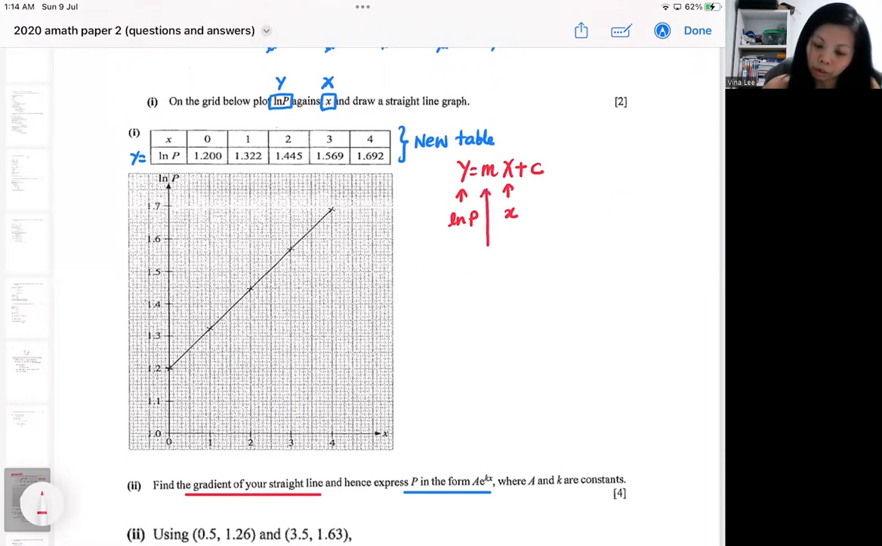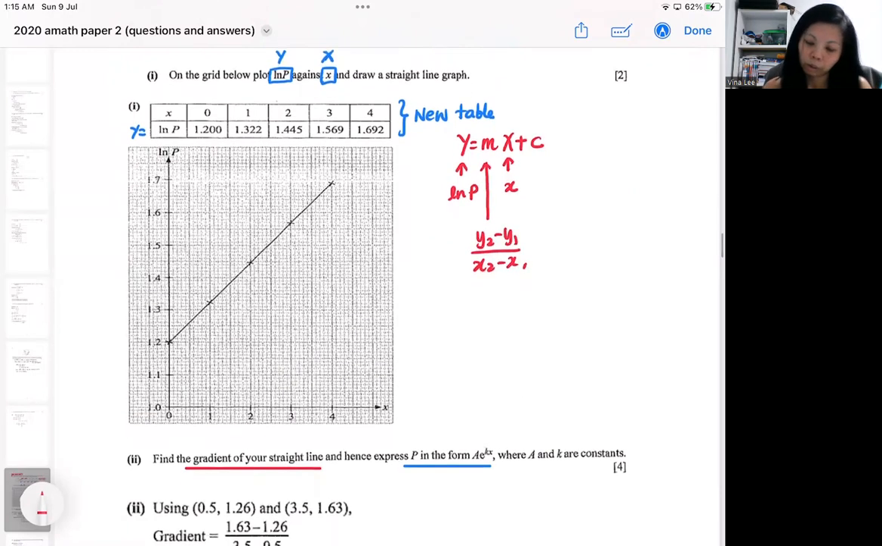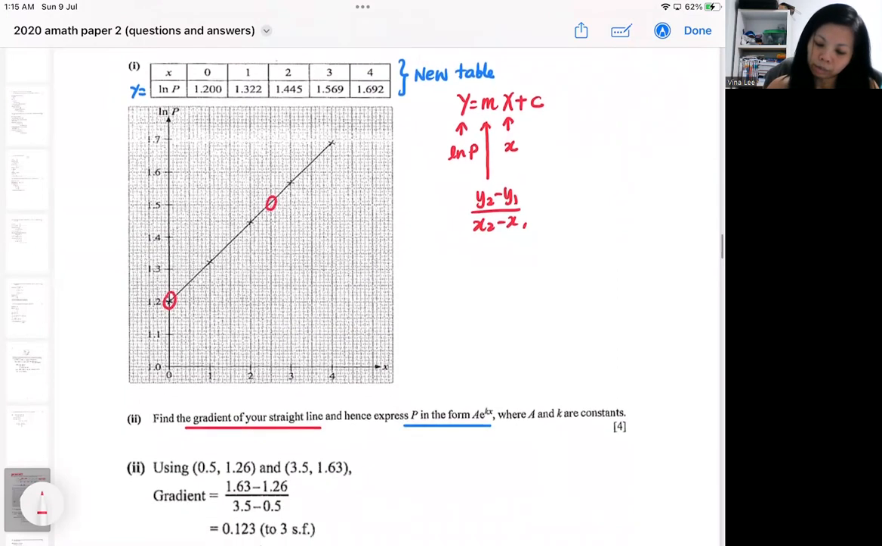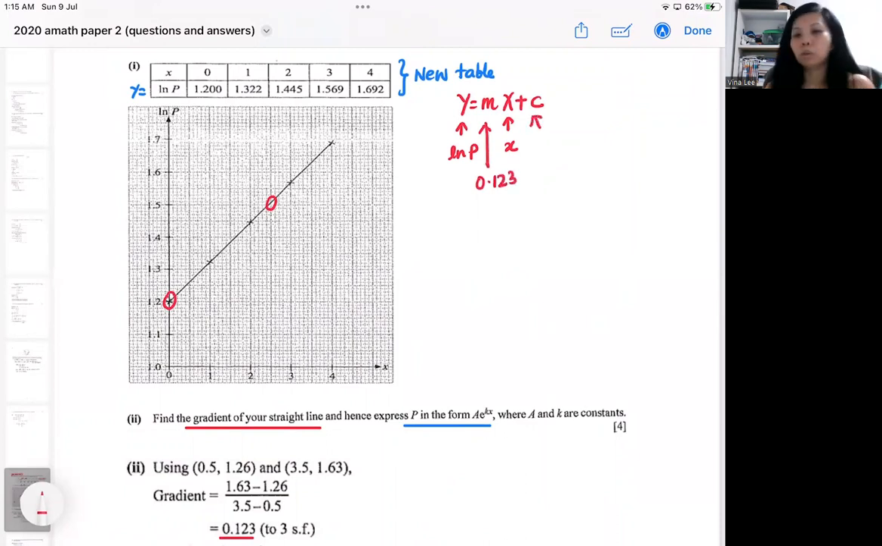So you do your own calculation. You choose a point, you can choose the intercept, and choose some points to calculate the gradient. I'm just using the answer key. Maybe your gradient will differ a little bit, so follow the instruction and calculate the gradient first. The intercept, you do not need to calculate. If you look from the graph, the intercept is already 1.2.